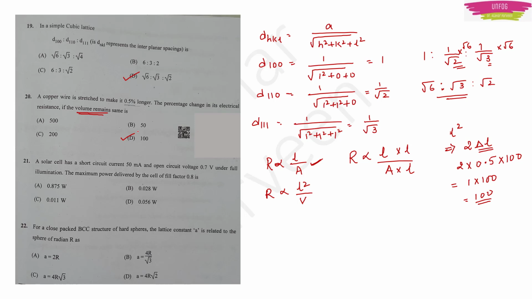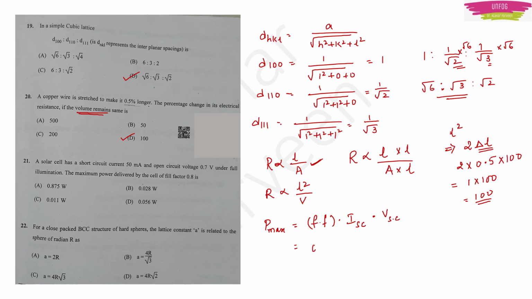Next question. A solar cell has a short circuit current of 50 milliamps and open circuit voltage of 0.7 volts under full illumination. The maximum power delivered by the cell of fill factor 0.8 is. So there is a formula to find the power delivered in a semiconductor or in a solar cell. So maximum power is equal to fill factor into the current in the solar cell and the open circuit voltage in the solar cell.